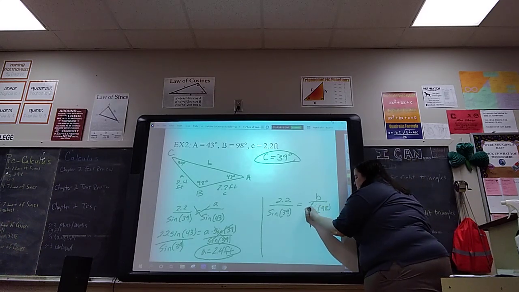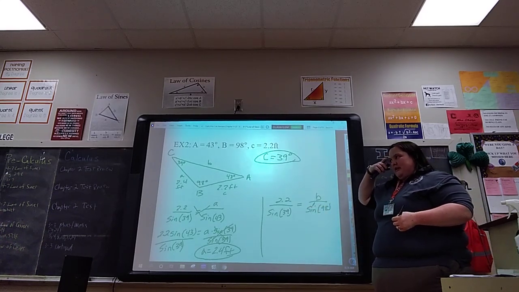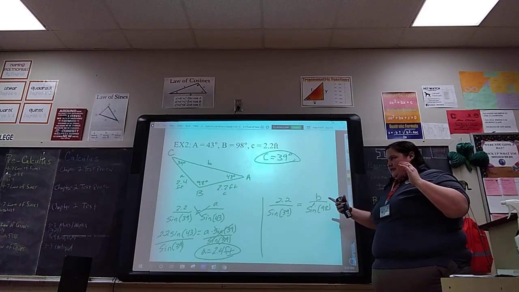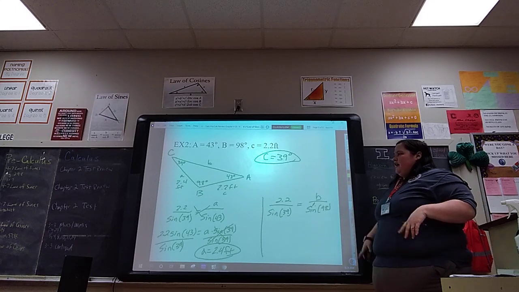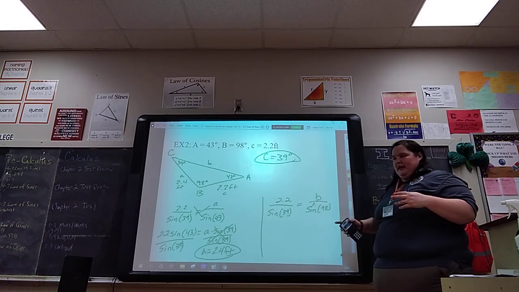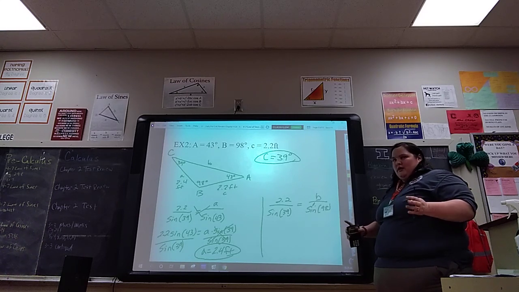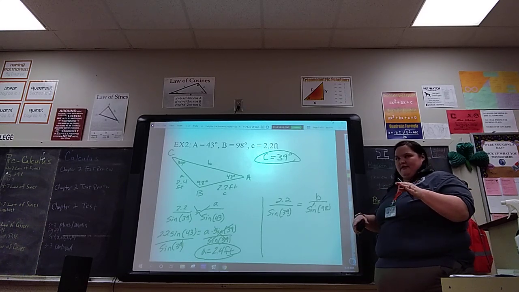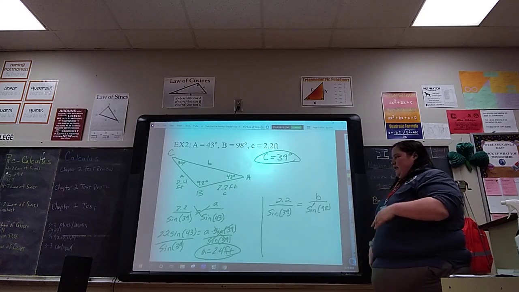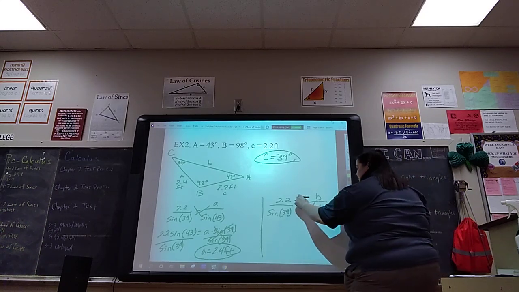One thing you can use to check your work with sides, again, the biggest side should always be across from the biggest angle. So this should be our biggest side, because 98 is our biggest angle. The other two are fairly close in size, 39 and 43, so it should make sense that they're close. But again, 43 had a bigger side of 2.4, and 39 had the smaller side of 2.2, so this should be our biggest side because it's our biggest angle.